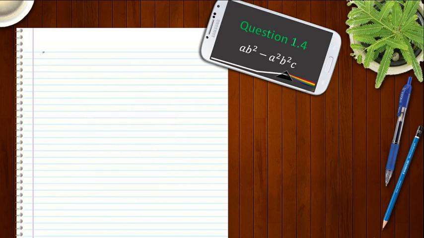Right, 1.4: ab squared minus a squared b squared c. Okay, now there's no coefficients, so let's start with a. So we can take at most one of the a's, because this guy only has one. Both have b squared, so I can take out a b squared because that's what both can give me. But this first term does not have a c, so I cannot take out a c.